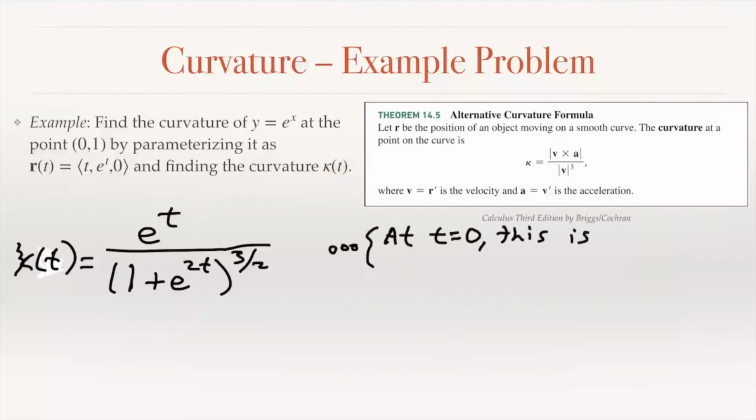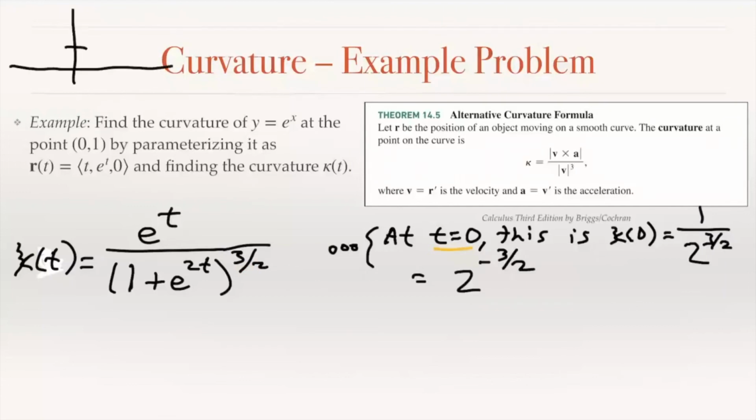kappa of 0 is, okay, so we have e to the 0 is 1 over 1 plus 1 to the 3/2 is 2 to the 3/2. So we have 2 to the negative 3/2 is the curvature when t is 0, and at t equals 0, remember that t was x. So that's the curvature there.